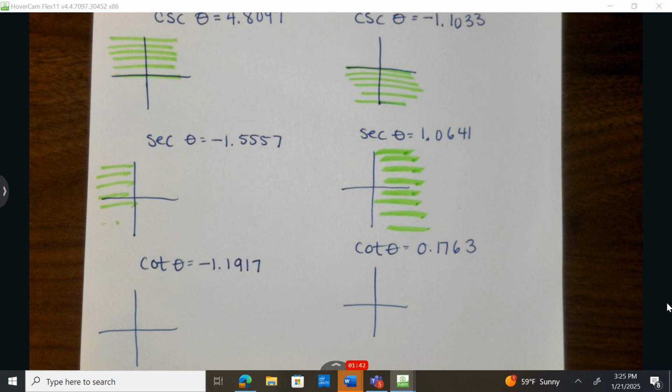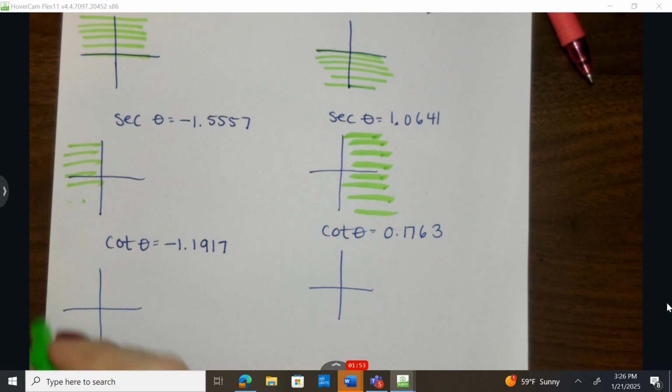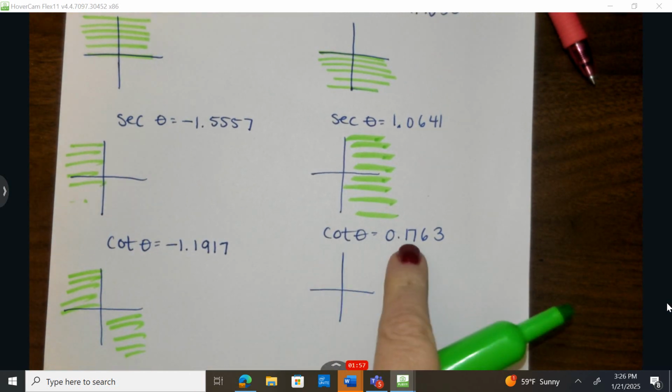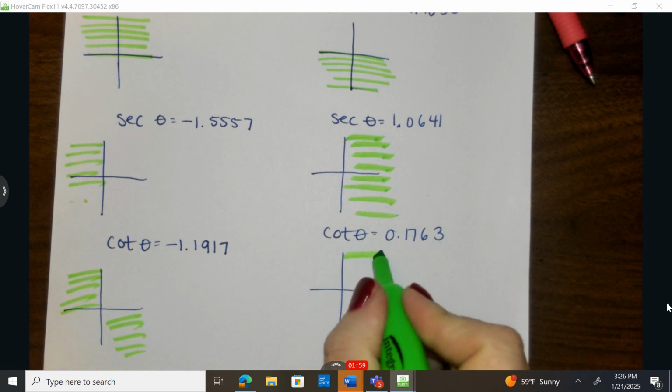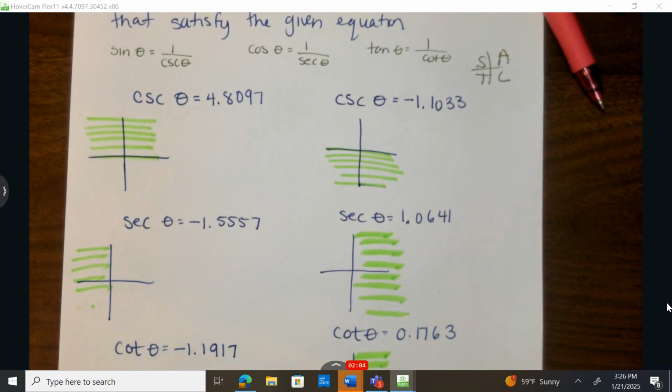Two more remaining. The cotangent is negative. If the cotangent has a negative value, that means the tangent would also be negative. Tangents are negative in quadrants 2 and 4. And here the cotangent is positive, and I can find tangent values positive in 1 and 3.